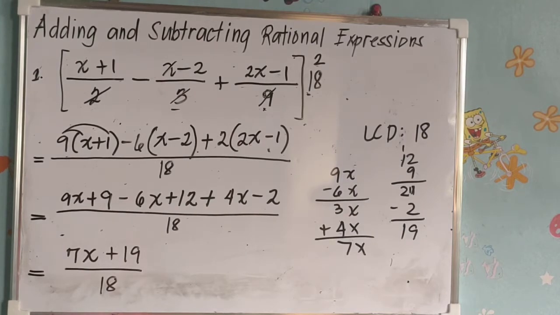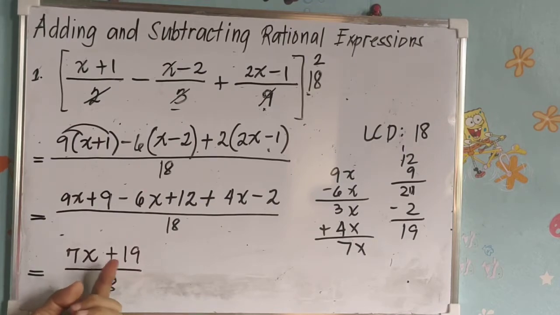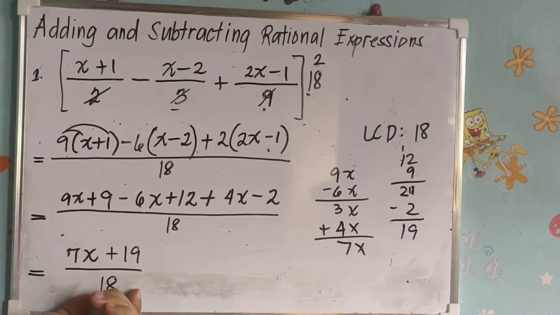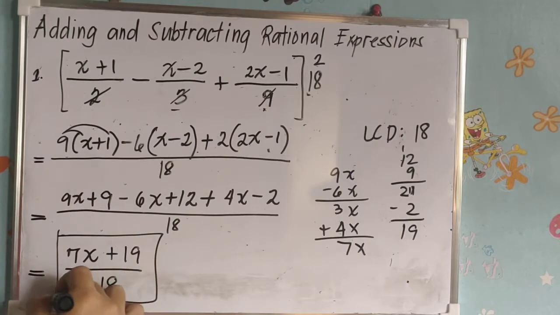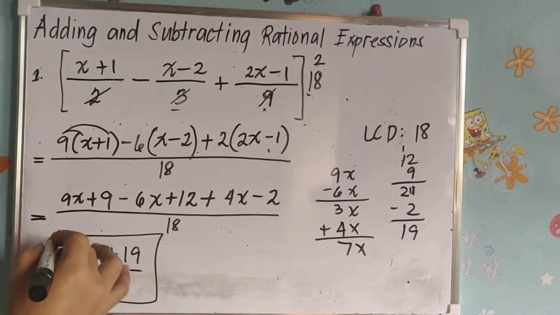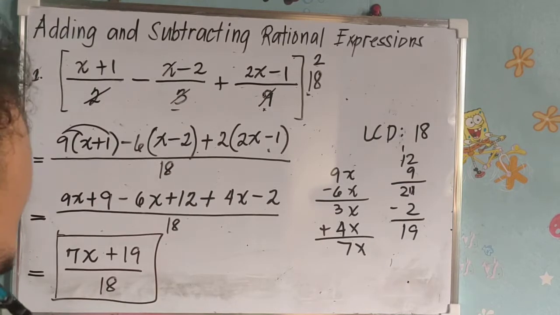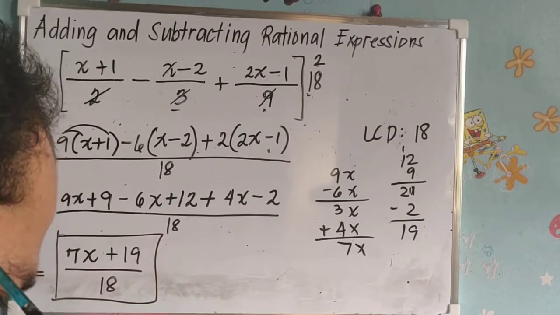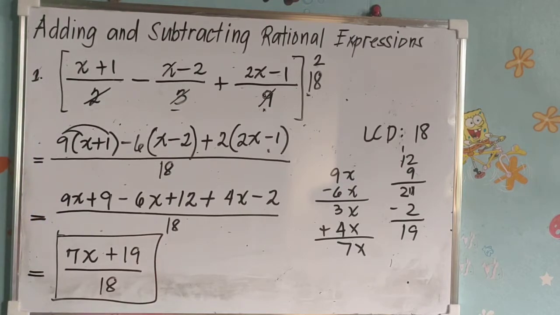Then let's observe if the numerator and the denominator can be factored, or if there is a common factor. 7x and 19 have no common factor. Same with the denominator, which is 18. So therefore, this is now the final answer. Always box in your final answer. That's it, and let's proceed to our next example.